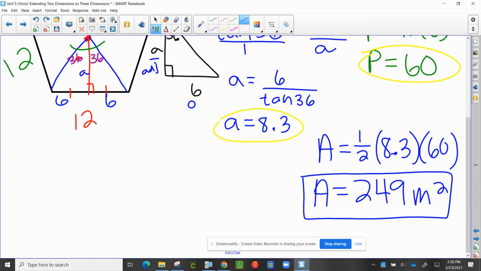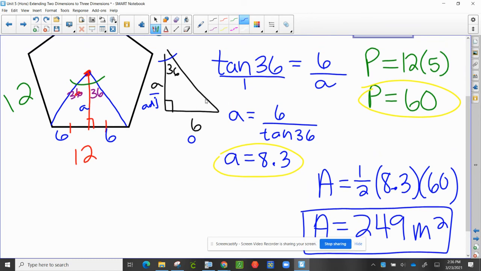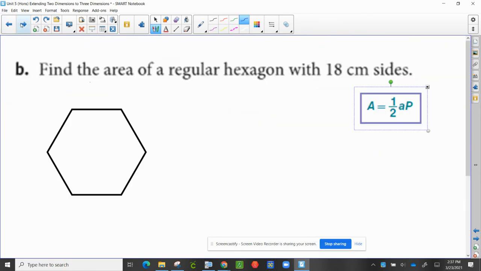So it is a little bit more work to find that A value, that apothem, but again, just use properties of special right triangles when you can. Okay, so let's try another one. Find the area of a regular hexagon. Hexagon means it has 6 sides with 18 centimeter sides, so 18.